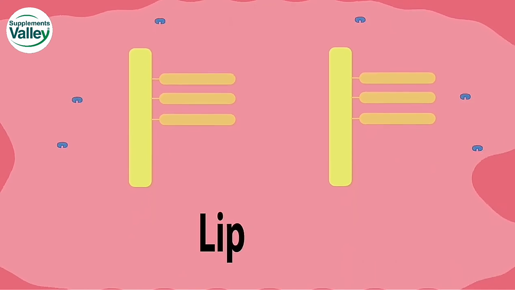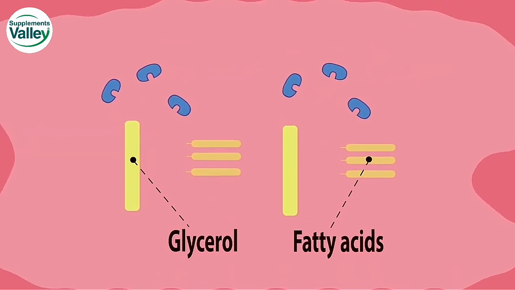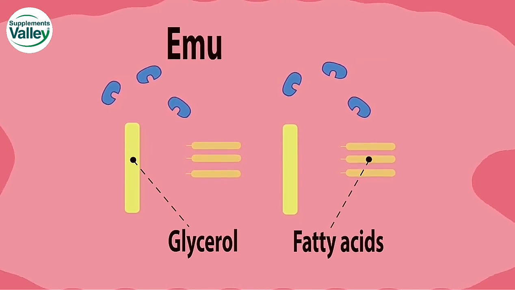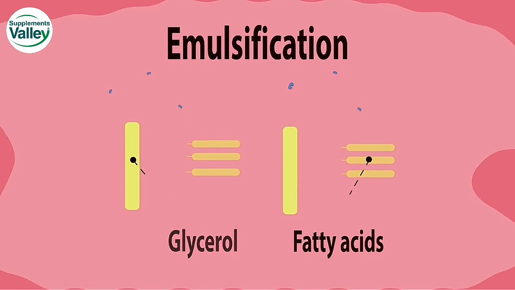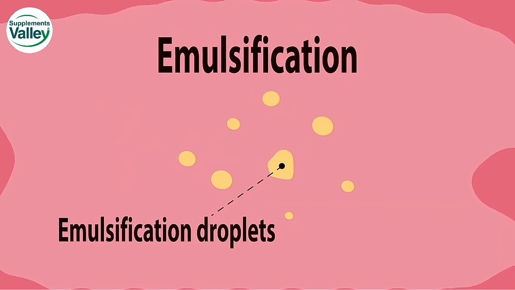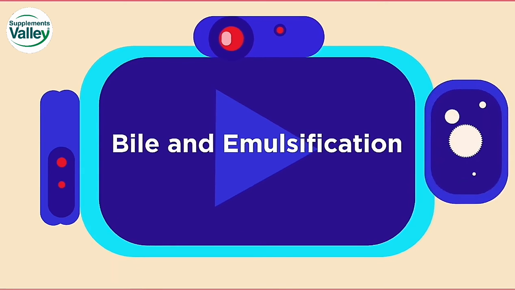Lipids are digested by enzymes called lipases into glycerol and fatty acids, but it's not an easy job. It requires a process called emulsification to take place first. Emulsification breaks the lipids into smaller droplets. The smaller droplets have a larger surface area for the lipase enzymes to work on. To learn more about bile and emulsification, watch this video.